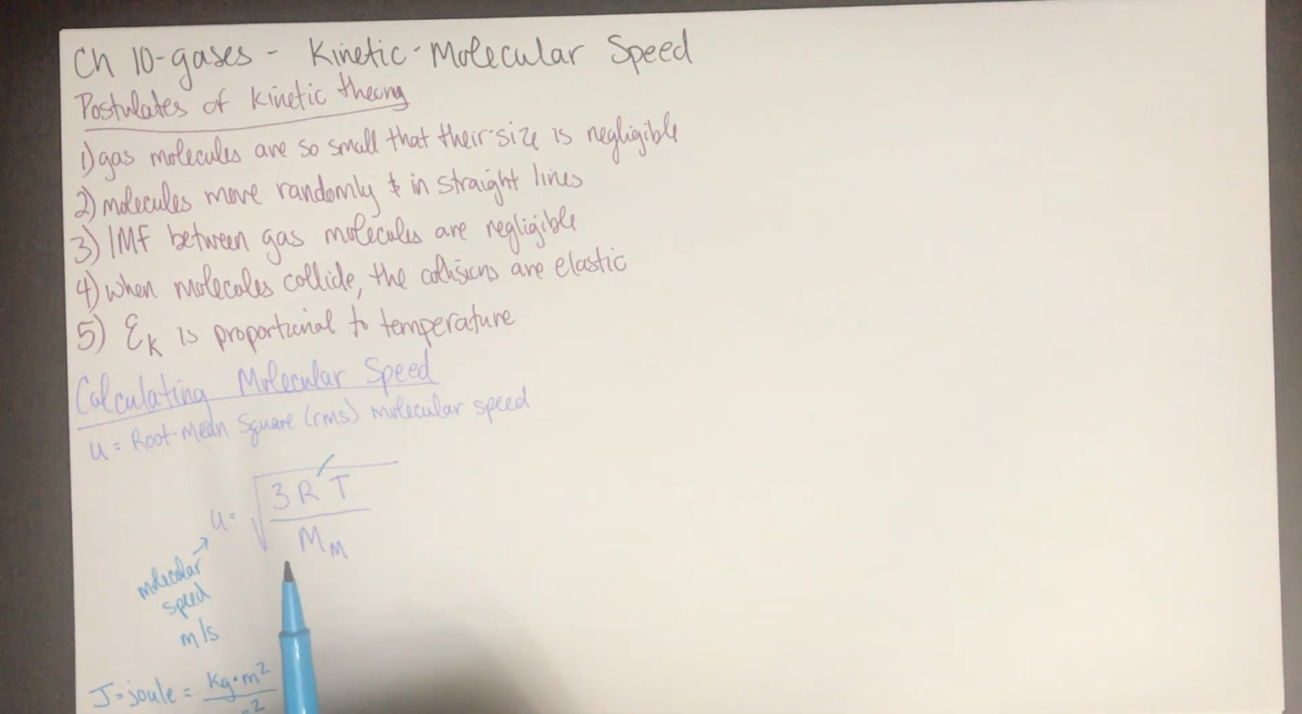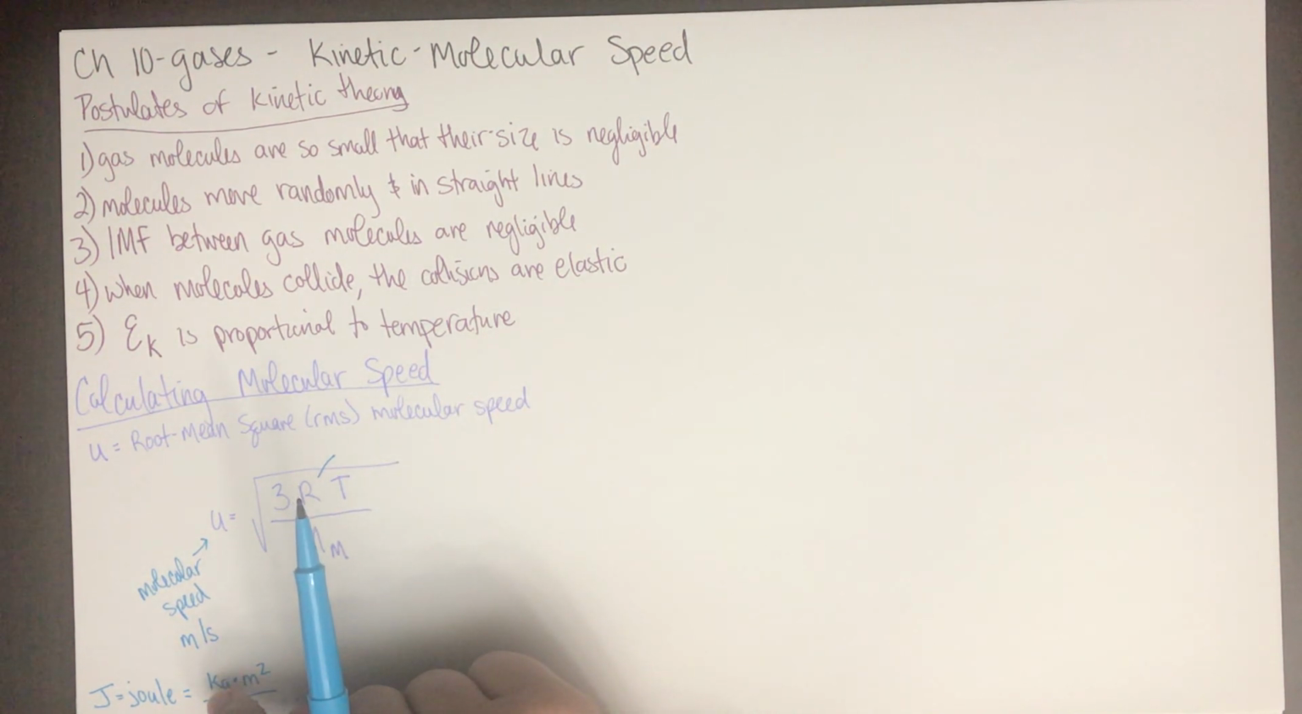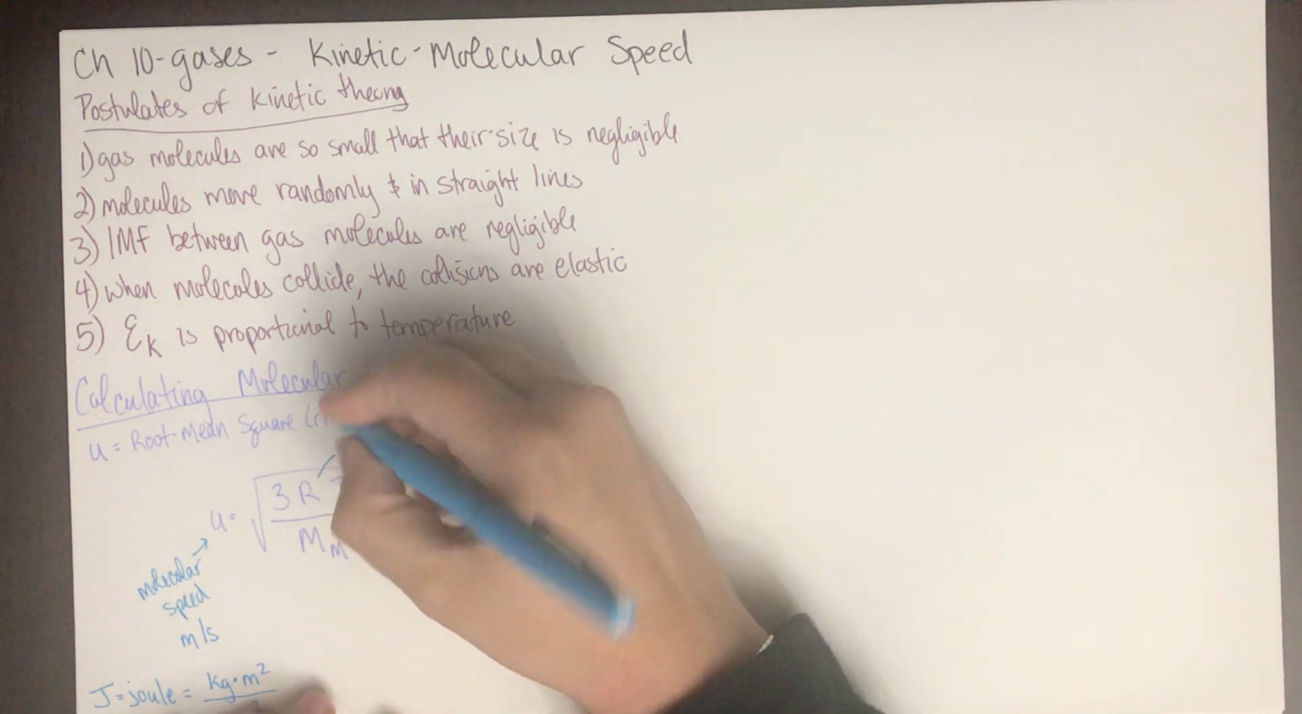So because of this, instead of using the R that we used in the ideal gas constant, 0.0821 liter atmospheres per mole Kelvin, we're going to use a different R because we need a different unit. The R for this equation is 8.3145 joules per mole Kelvin.